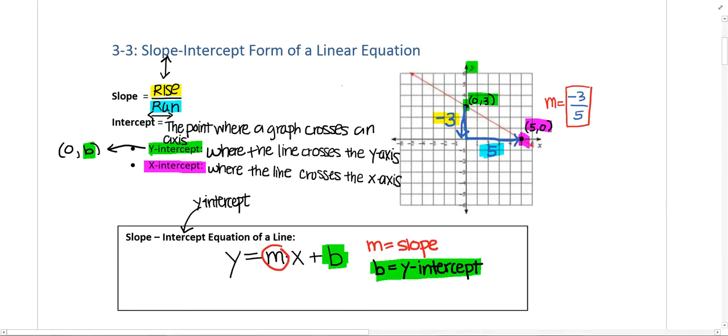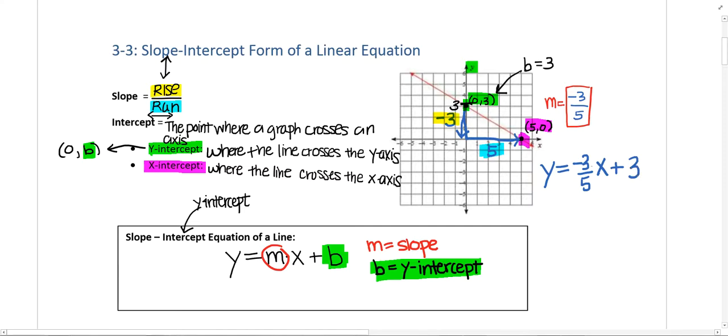That's m. Then the b we also found right here. That 3 is the b. It's where it crosses the y-axis. So the overall answer to this is y equals, and then our slope is -3/5 times x plus b.